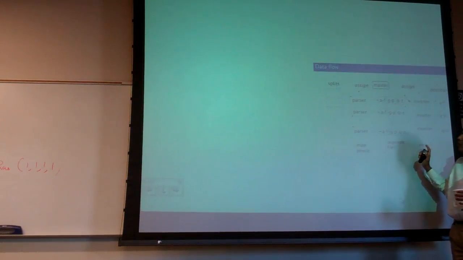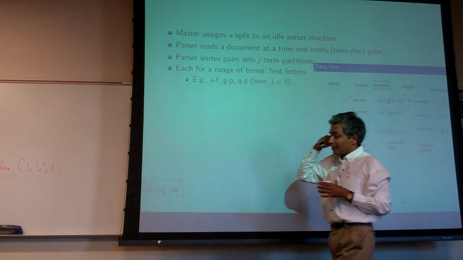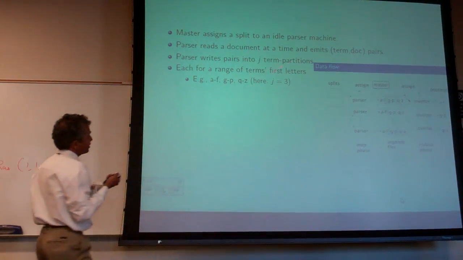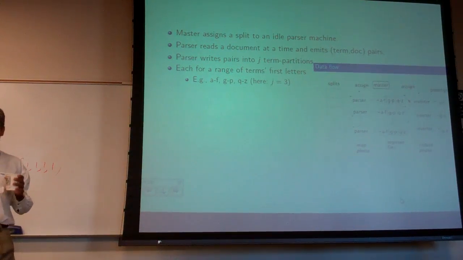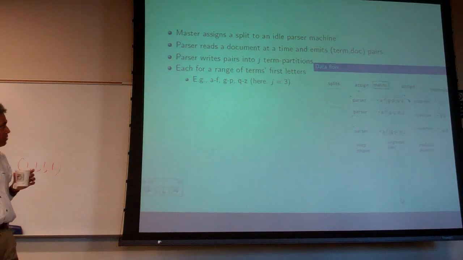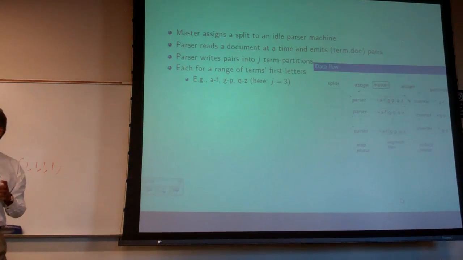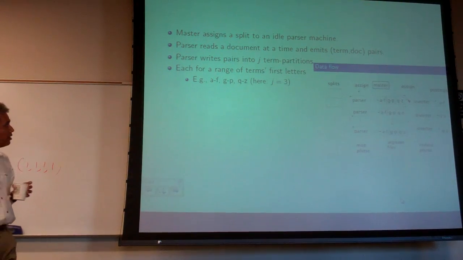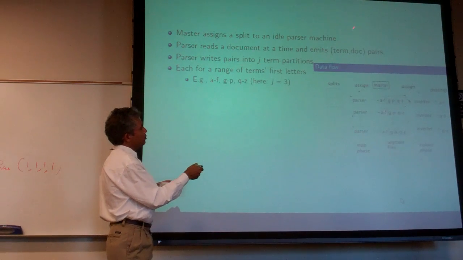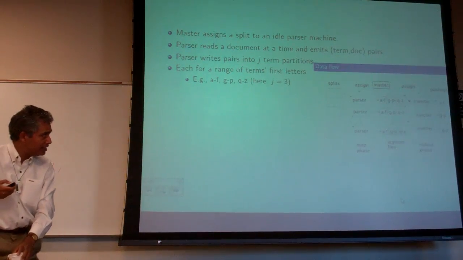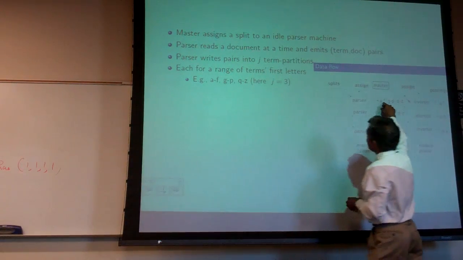Okay, let me give you more details on this. The master assigns a split to an idle parser machine. It's a map machine in this case. The parser reads a document at a time and emits the term-document pairs: term occurring in the document, term occurring in the document. The parser writes the pairs into J term partitions. It's basically these partitions.